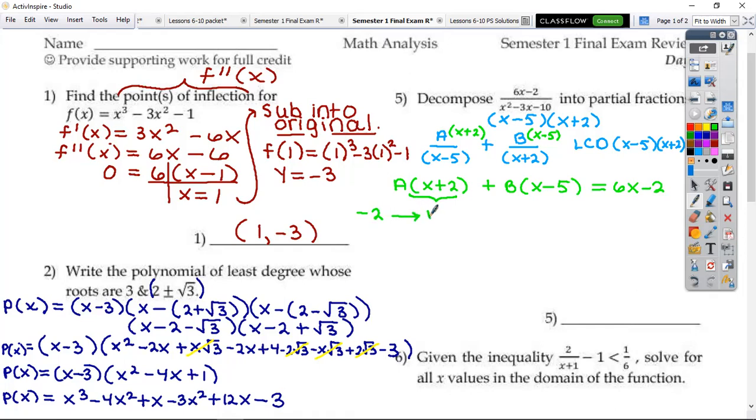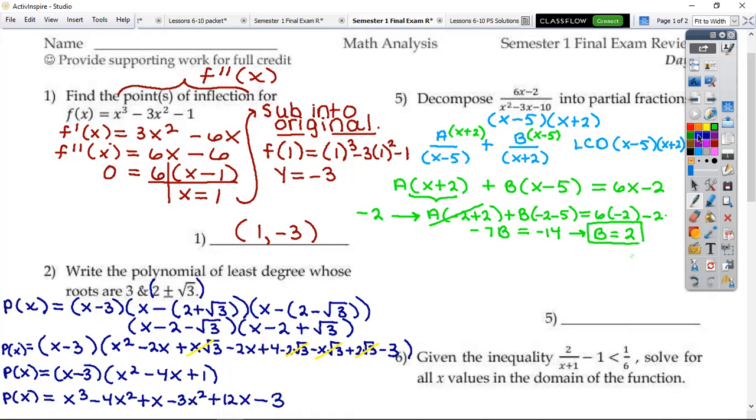This first part is entirely up to you. If you already know it's going to go away, then you don't need to show it as part of your work. This would be B, and then -2 minus 5. And then this is equal to 6 times -2 minus 2. Again, that first expression just cancels. It's not a requirement that you show that. And I'm left with -7B equals -14. So this is going to give me B is equal to 2. And that's going to get placed in your answer in a minute. I'm going to just box it so we can find it.